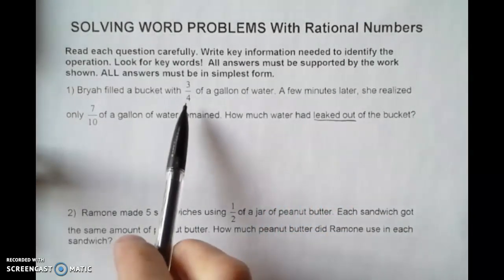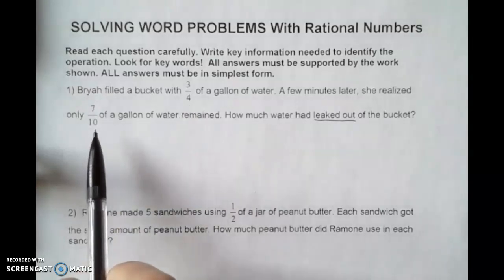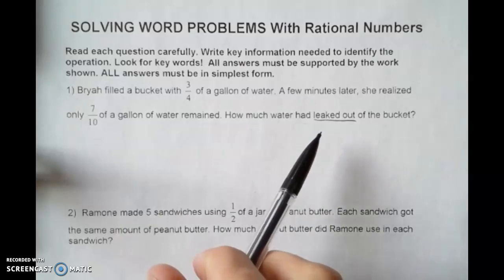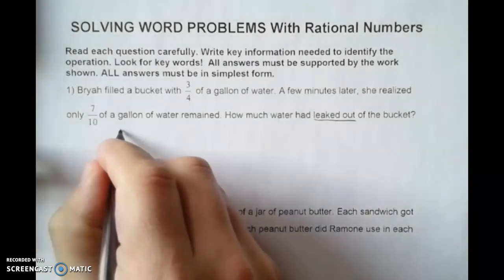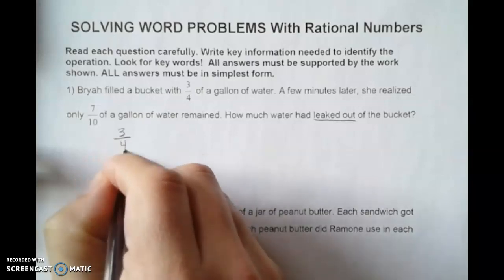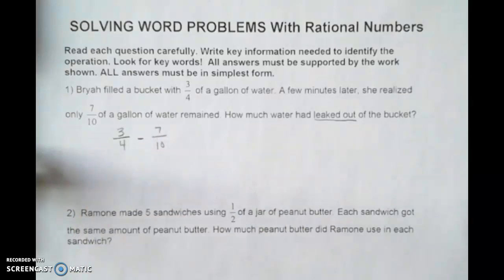So we know how much she started with, 3/4 of a gallon, and we know how much is still in the bucket, 7/10 of a gallon. And to figure out how much has leaked out, we're going to have to set up a subtraction problem. So we're going to take the 3/4 gallon that we started with, and we're going to subtract off the 7/10 of a gallon that remains in order to figure out how much has leaked out.